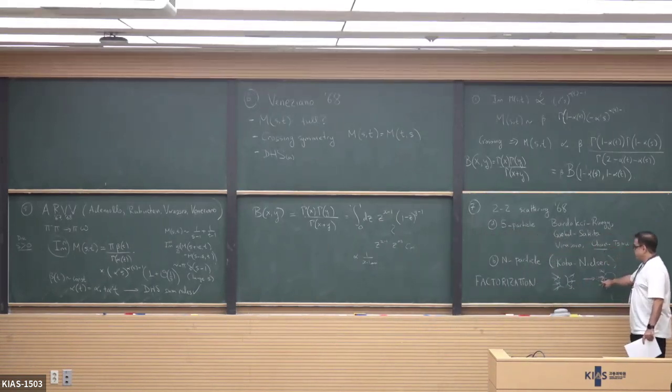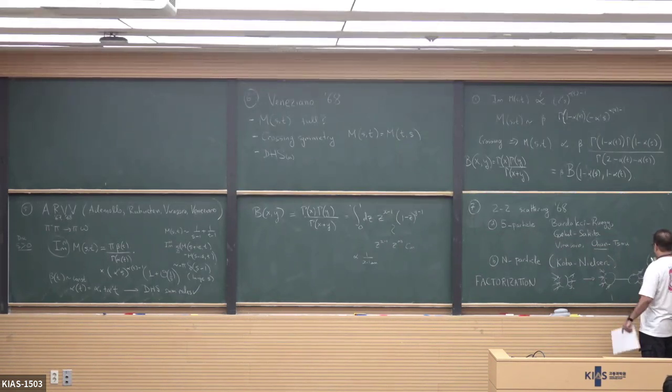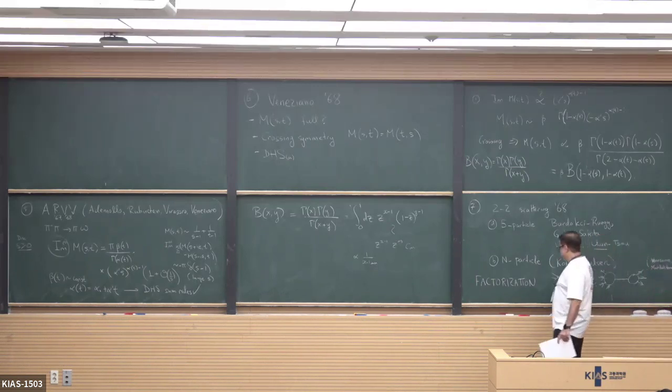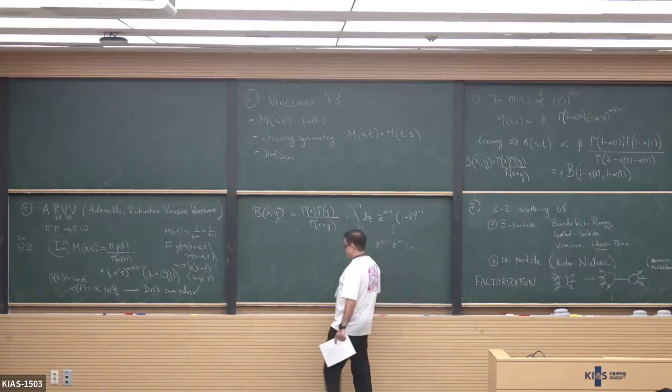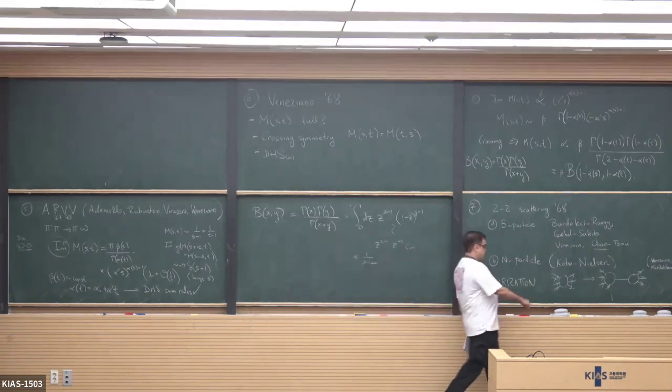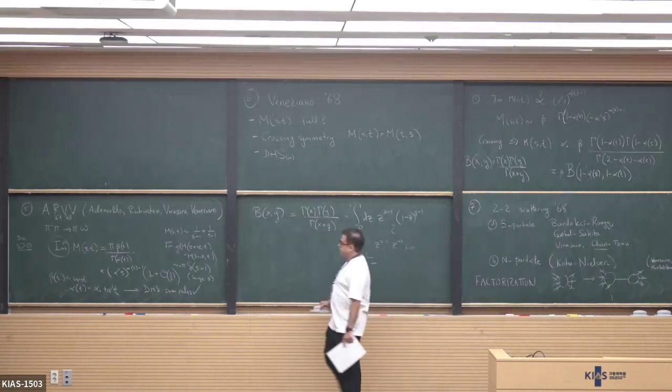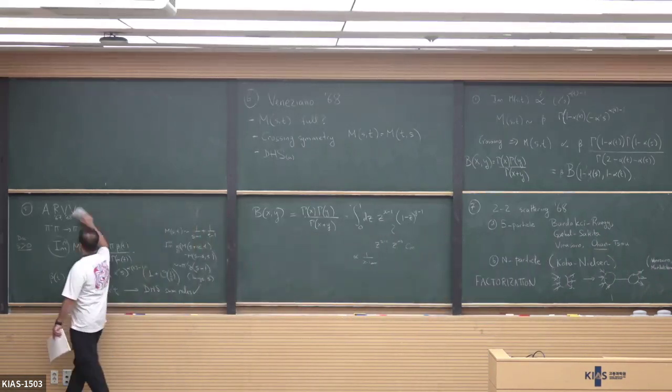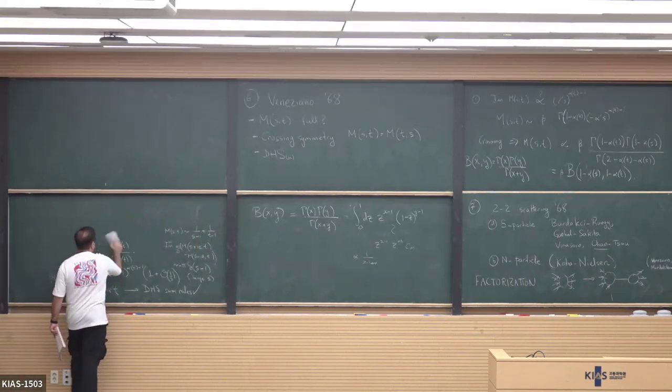So factorization was verified by Virasoro, Veneziano and collaborators, and also by Mandelstam and collaborators, so Mandelstam and Bardakci. After they verified factorization, they found a remarkable finding that in string theory the degeneracy has what is called Hagedorn behavior, and that's a peculiarity of string theory.